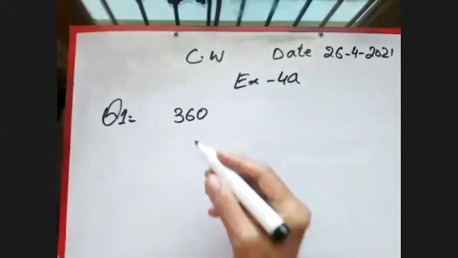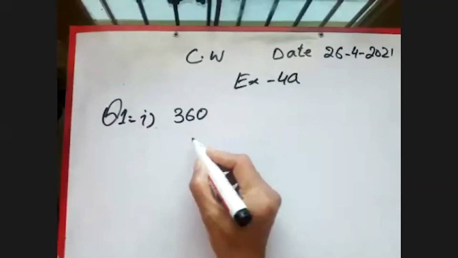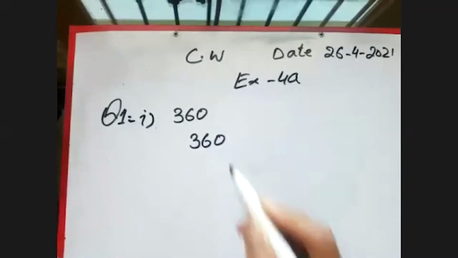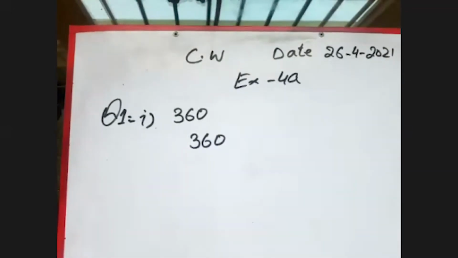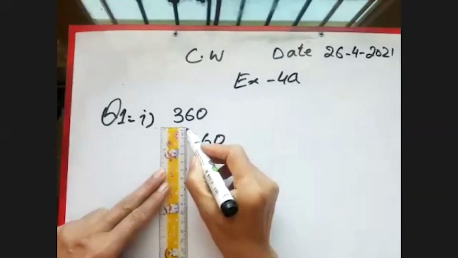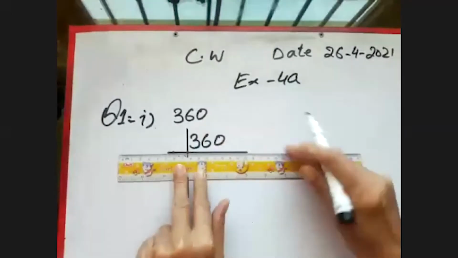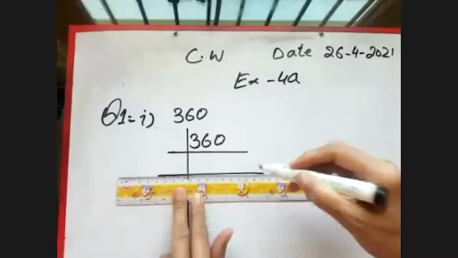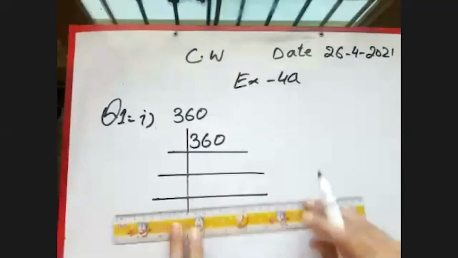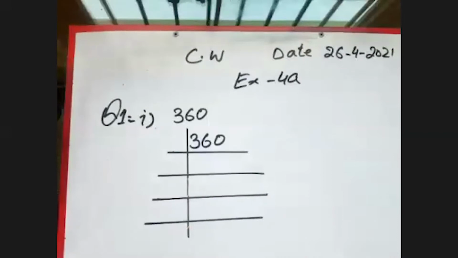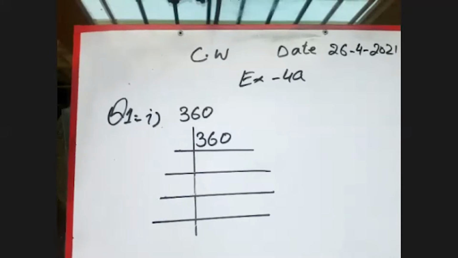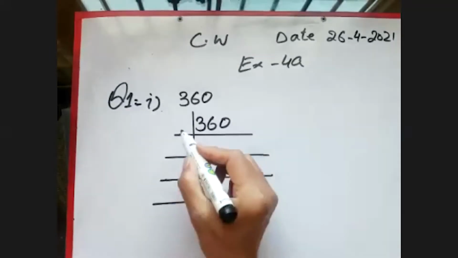The first number in the first part is 360. Write down 360 and take out your ruler. Draw the lines like this, and factorize your number. This is the division. We are going to split up the number into its prime factors, so you have to divide the given number with only prime numbers.